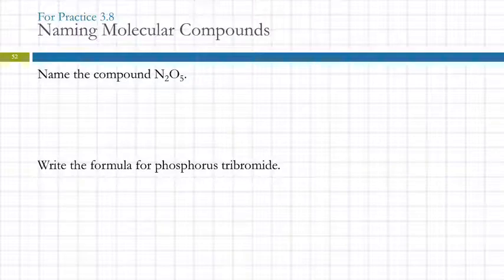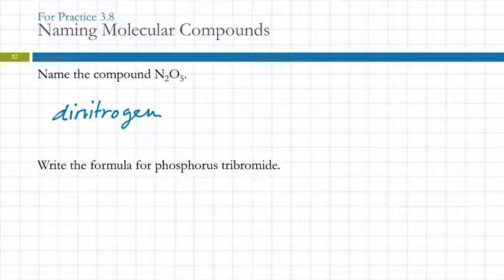Okay, so let's practice this a little bit. The molecular compounds usually don't cause students too much trouble. So let's name this one, N2O5. So what's the prefix for 2? Di. So we put di in front of the first element's name, dinitrogen. And what's the prefix for 5? Penta. So this would be dinitrogen pentaoxide. That's not too bad.